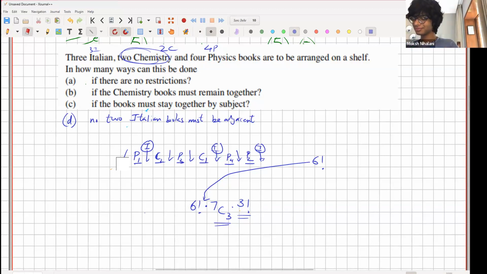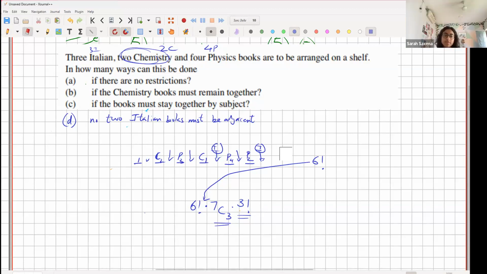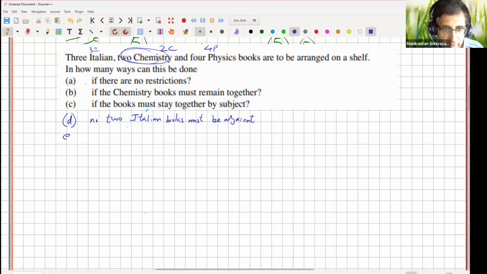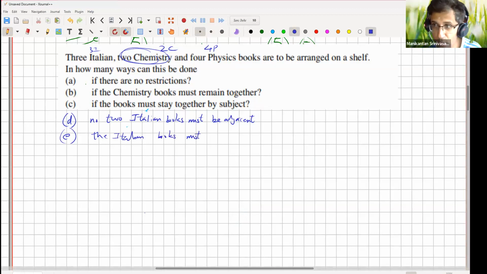So. All right. Now let's do Sarah, you're clear, and Thais, you're clear as well, right? Yeah. Now this last one is what I think Moksha made one mistake on, right? So that will lead to another question. The Italian books must not all be together. Note that these 2 questions are different.